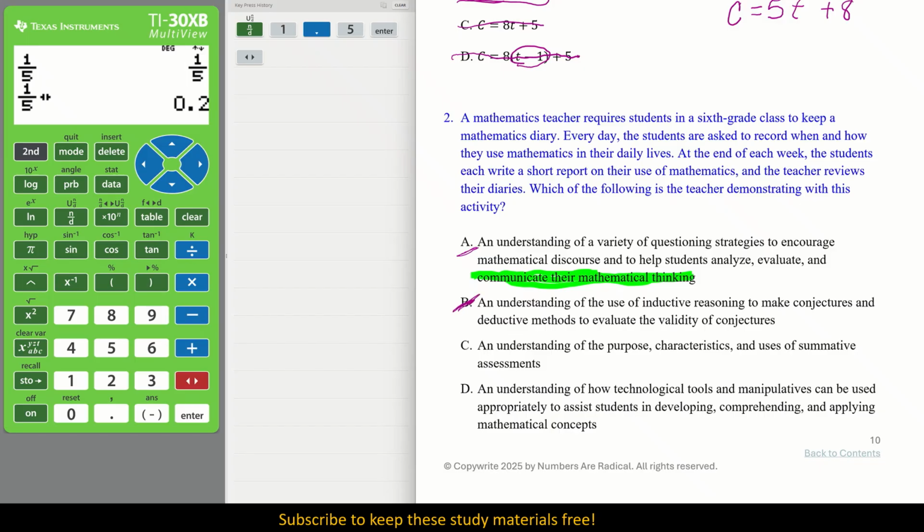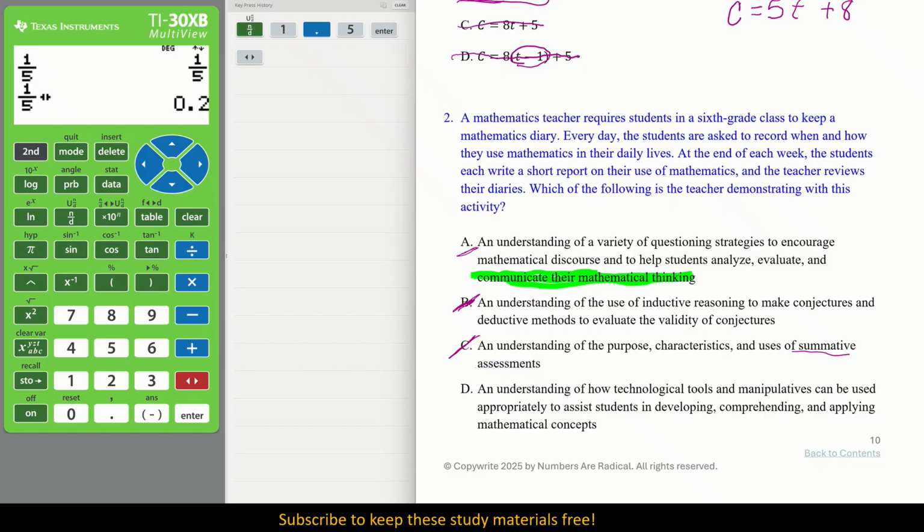And notice I used the fact that they said 6th grade. If this had been another level of student, then we would be talking differently. Okay. Now, C, an understanding of the purpose, characteristics, and use. Oh, summative assessment. There was no summative assessment here. So that alone gets rid of C. We're simply saying, what is the purpose of this educator for doing this? I marked through that instead of under it.